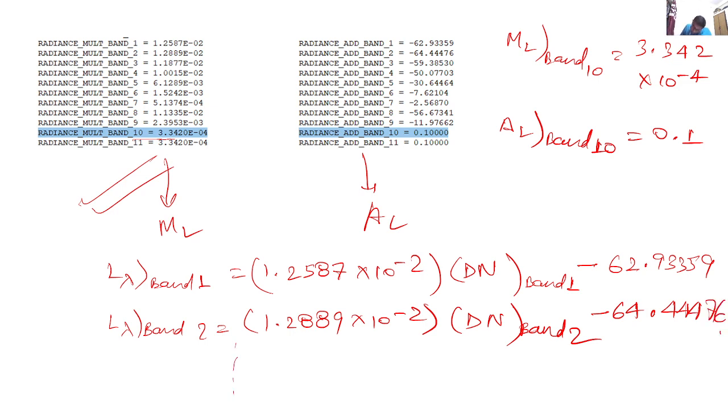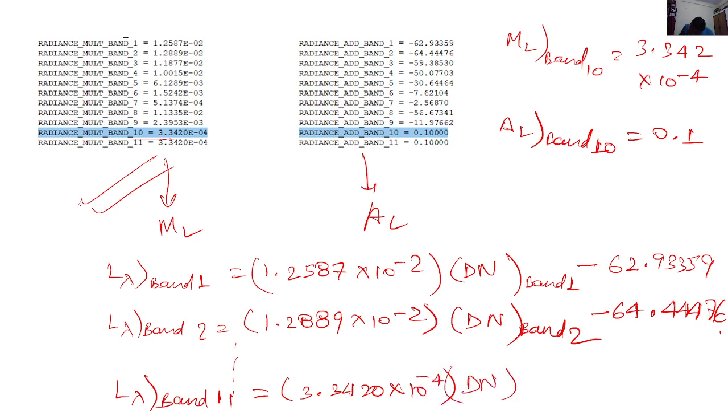So this is how you can do L lambda, the top of the atmosphere spectral radiance. For band 11 it would be 3.3420 times 10 to the power minus 4, times the DN given in band number 11, plus 0.1. So this is how you find it for each of the bands. This is a very simple process. These values of multiplicative and additive rescaling factors are already available to you in the metadata, so no need to worry about that.